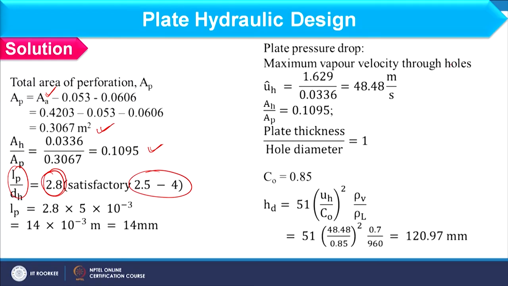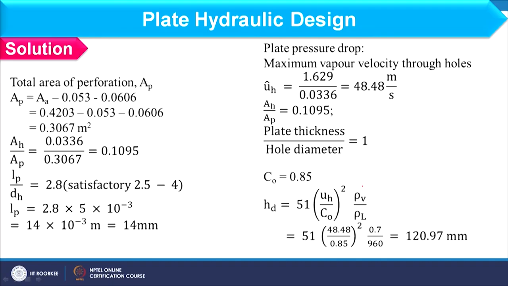And next what we have to calculate is the pressure drop in the plate. So let's see that. To find the pressure drop, we have to consider the pressure drop on the dry plate, that is HD, plus HW plus HOW, and HR, that is the residual pressure drop. So let's see how to calculate HD. This is the expression for HD, where UH is the maximum vapor velocity through the hole and C naught is the orifice coefficient.